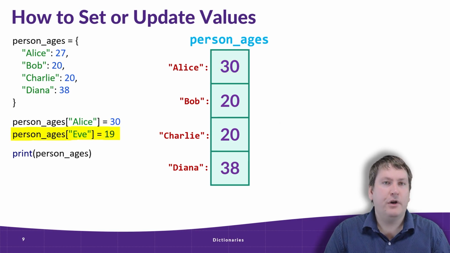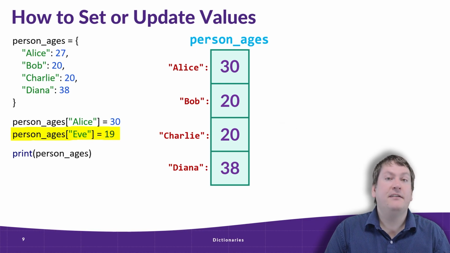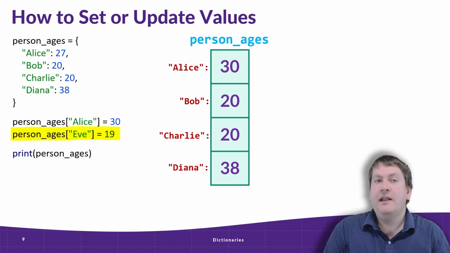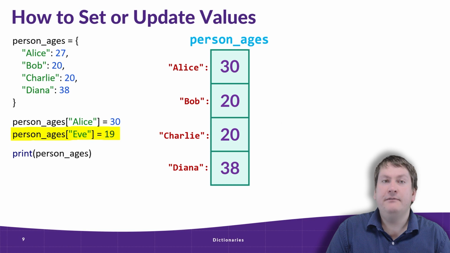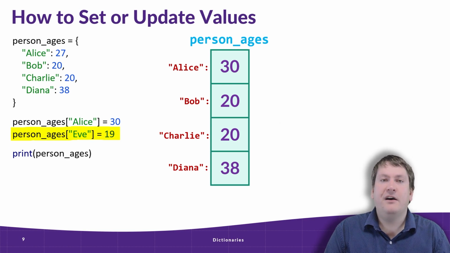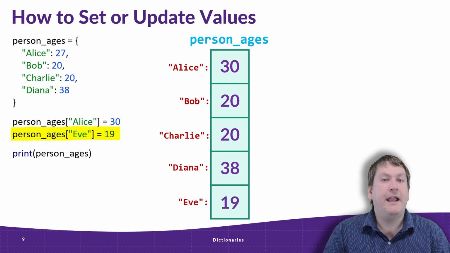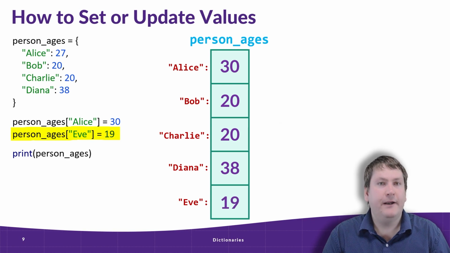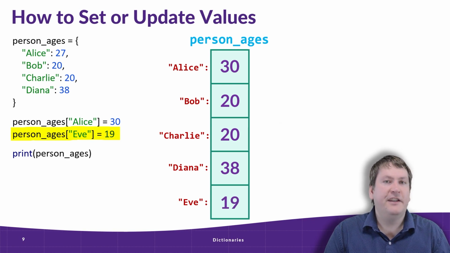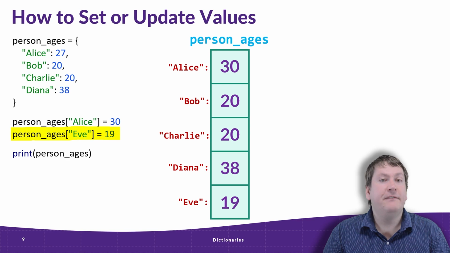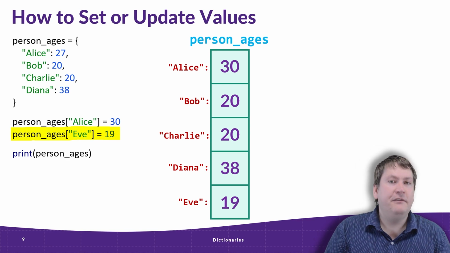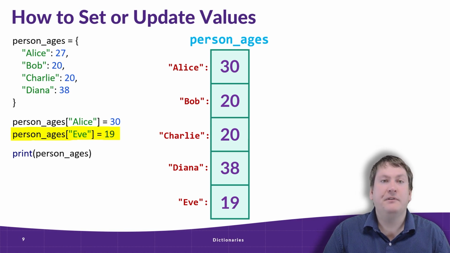The next line's a bit more interesting. It's first going to look for the key Eve, and we'll see that it doesn't find it in the dictionary. If we were trying to retrieve the value of Eve, this would cause an error. But since we're setting the value, instead of causing an error, this actually adds a new key value pair to the dictionary. So in this case, since Eve wasn't in the dictionary, it adds a new key value pair that maps Eve to the value 19. Presumably, Eve is 19 years old.